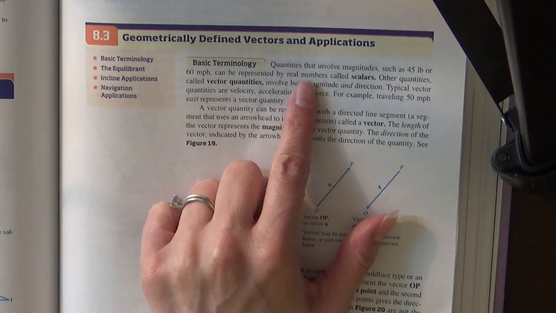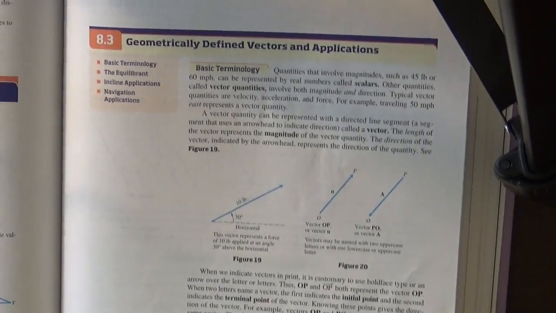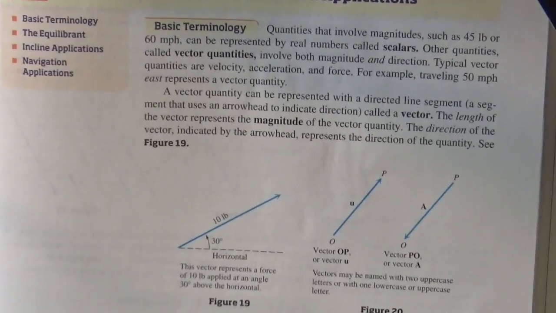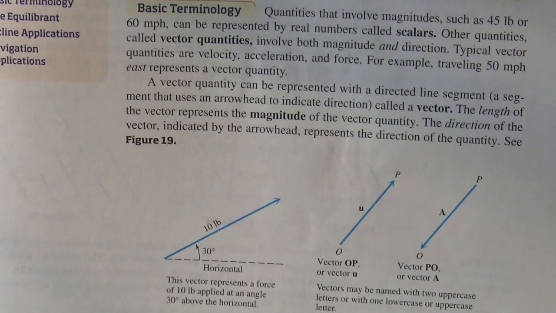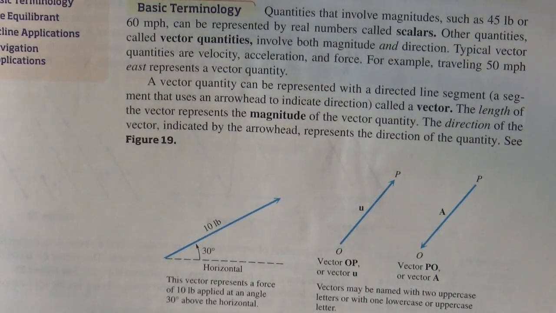Quantities that involve magnitudes, and I hope you can see that. Let me zoom in a little bit for you. Okay, quantities that involve magnitudes, such as 45 pounds or 60 miles per hour, can be represented by real numbers called scalars. So you can think of magnitude as a force. So force, of course, might be, for example, the wind blowing at a certain force, or pounds could be a force, so maybe you've got something pulling on something else.